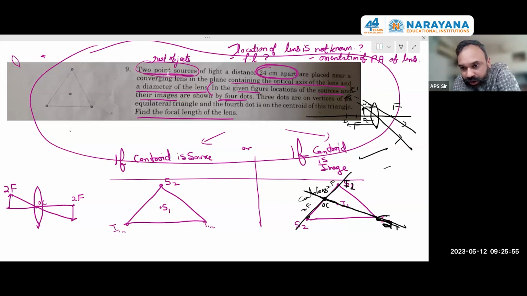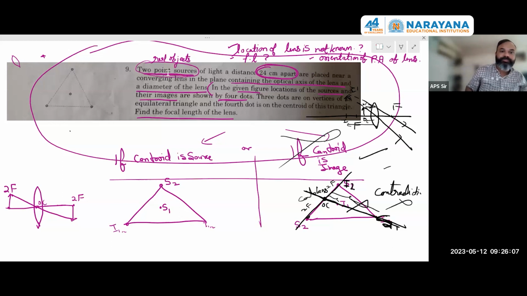But you see, there's a contradiction here. There's a contradiction. Because the location of the image is closer than the location of the object, which is not possible. So that's why I say this is not possible.